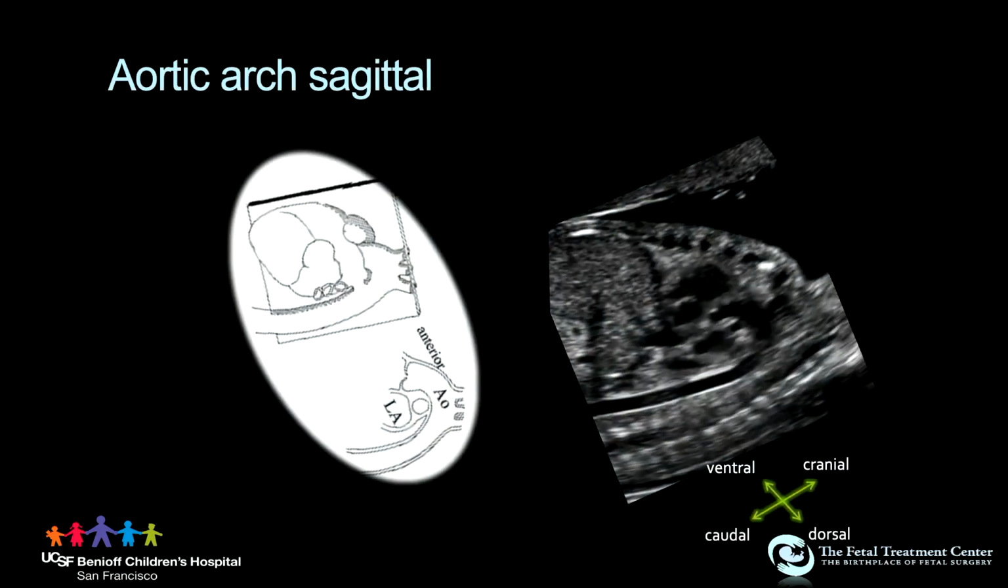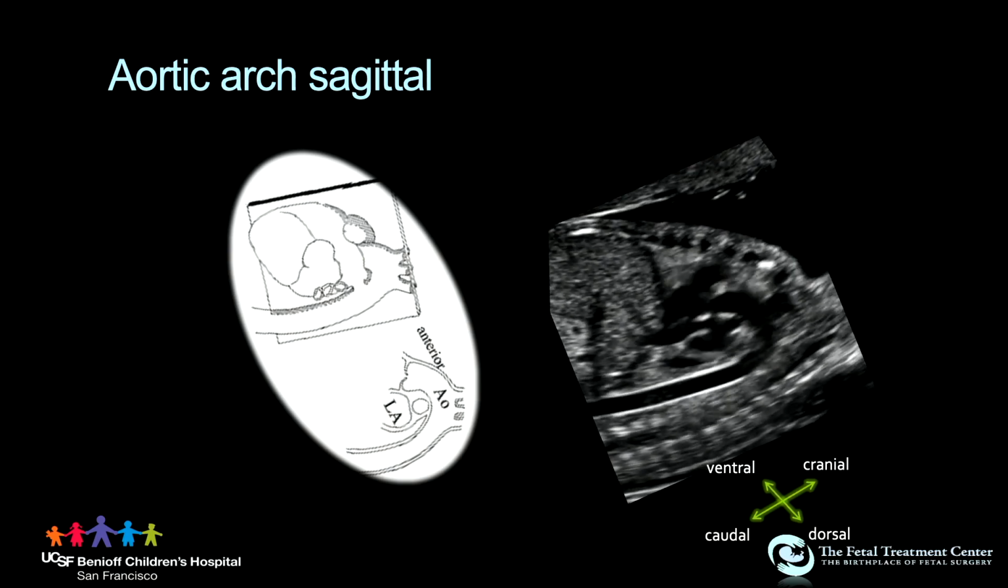And then the sagittal view is a really great view to look at the aortic arch itself, and turns out to be a very useful view for coarctation of the aorta. It allows you to see the arch in its entirety. This is a very challenging view to get, but it is very useful, especially for coarctation of the aorta.